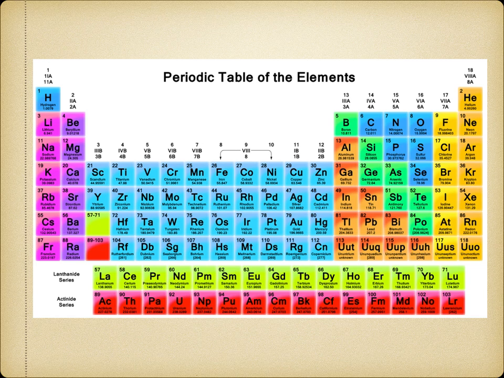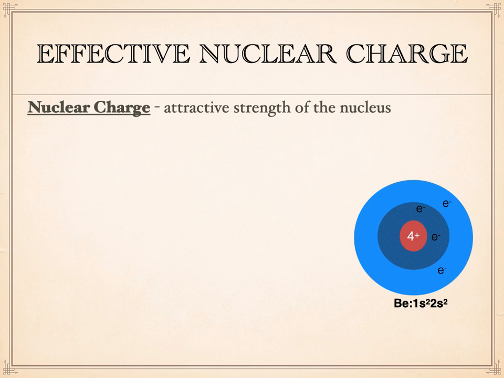And so we're going to be looking at various trends across the periodic table within groups of elements, across periods of elements for these four concepts. But before we can get there, we have to understand two ideas. And those ideas combine to form what is called effective nuclear charge.